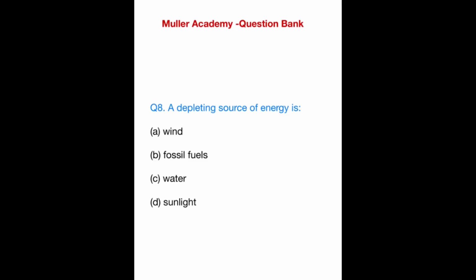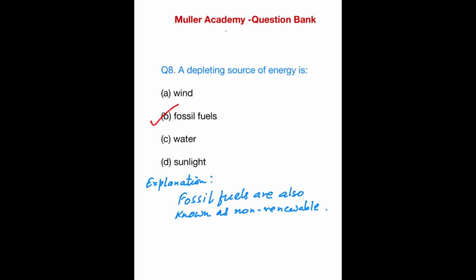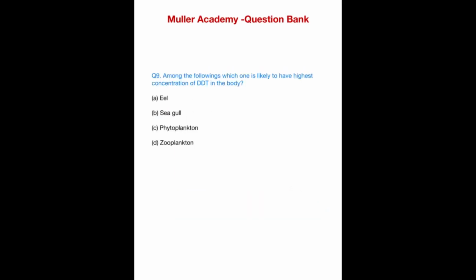Next question is, a depleting source of energy is. What is a depleting source? Wind, fossil fuel, water, or sunlight? So what do you think? Wind is not going to stop anytime soon. So the answer is fossil fuel. This is a non-renewable energy source, so this will be depleting. This is the depleting source of energy.